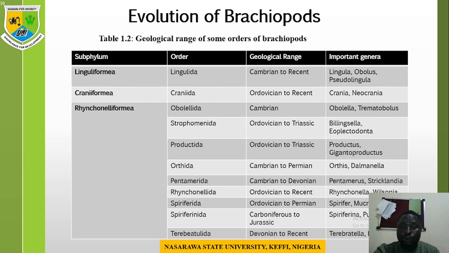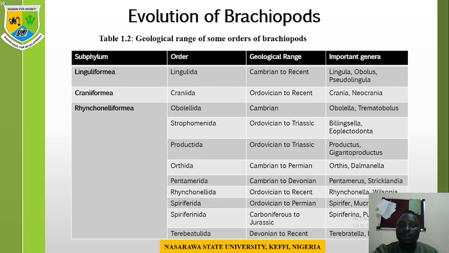We have the geological range between Cambrian to Permian, and genera such as Orthis and Dalmanella. And we have the Pentamerida. The geological range is between the Cambrian to Devonian. We have important genera such as Pentamerus and Stricklandia. Then we have Rhynchonellida. The geological range is between Ordovician to recent. We have important genera such as Rhynchonella and Wilsonia. Then we have the other Spiriferida, and the geological range is between the Ordovician to recent, with such genera as Rhynchonella and Wilsonia.